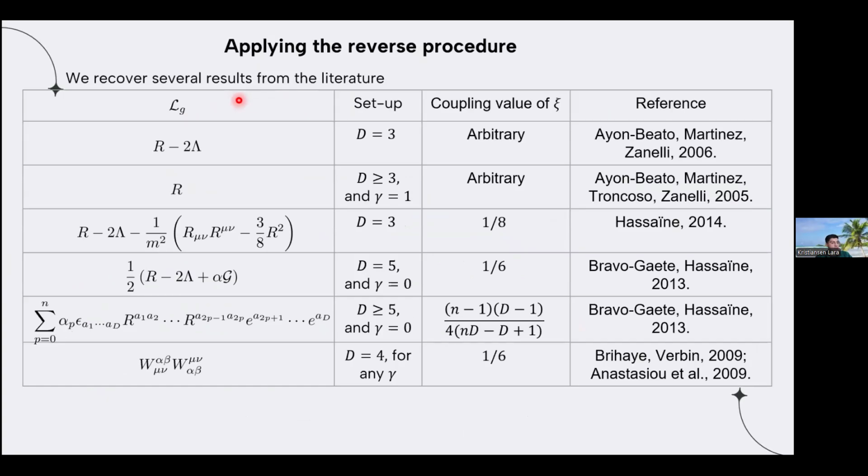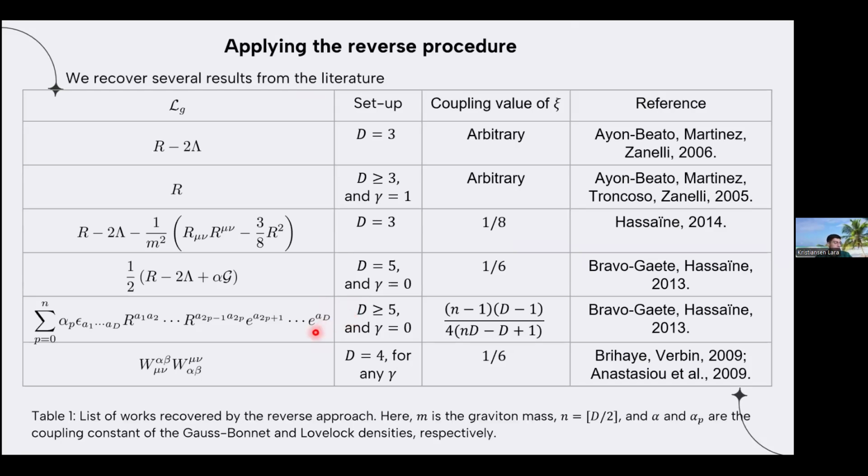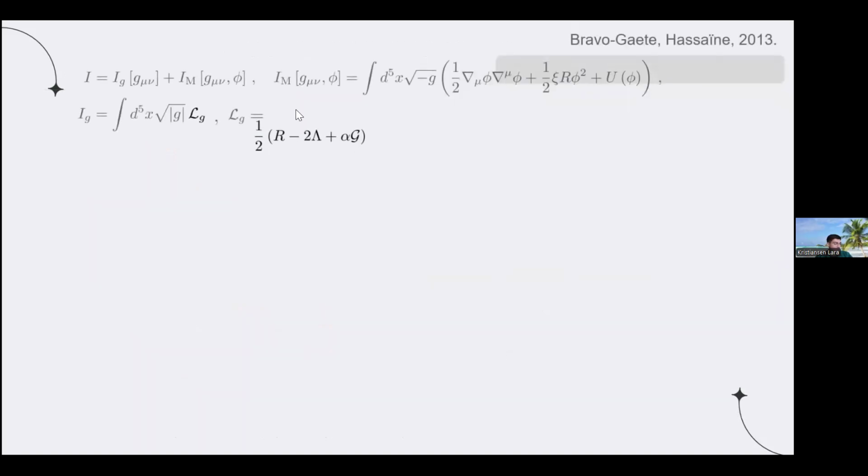So we recover several results from the literature along this. In our article, we recover all of these results from the literature, and also we generalize many of them. Nonetheless, I am not going to explain it, but we recovered it from GR, new massive gravity, Lovelock, Gauss-Bonnet, conformal gravity. Okay, but for the sake of time, let me emphasize our result regarding this example. So this is the stealth of Bravo-Gaete and Hassane of 2013.